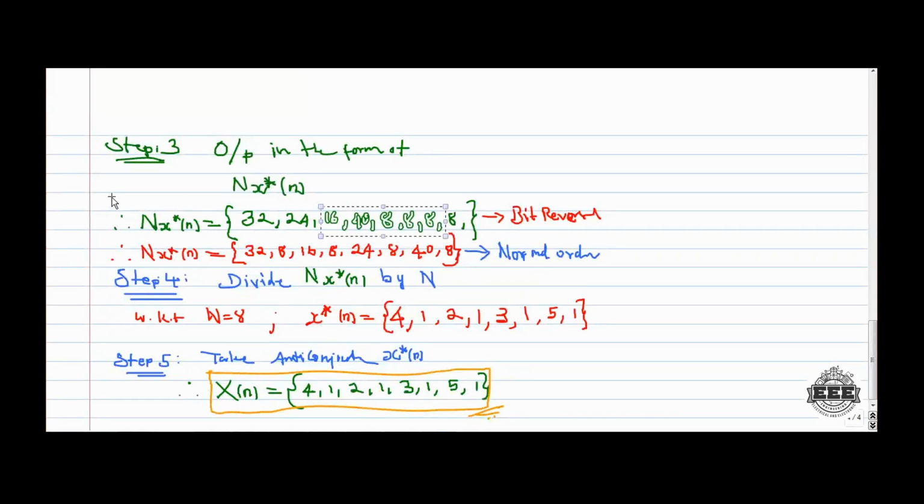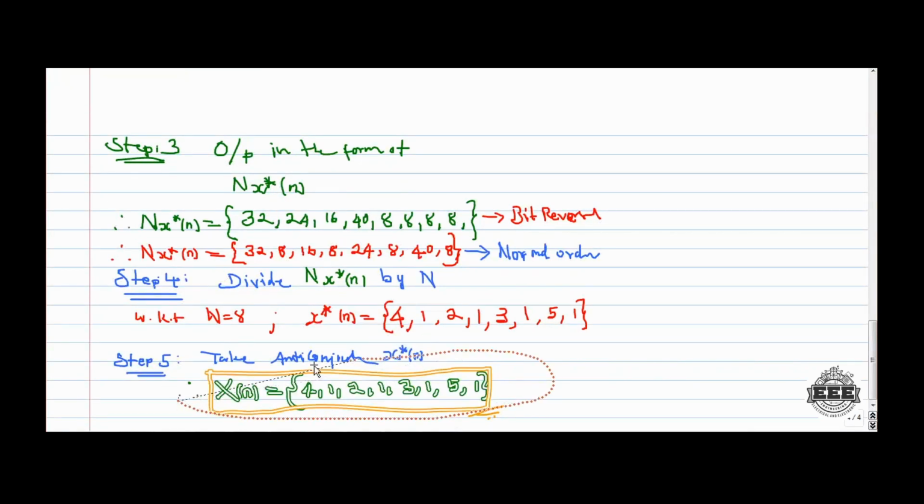The output in the form of n into x star of n is in bit reversal order. So this bit reversal order is changed into normal order. Then divide this output by n. Here n is equal to 8. So by dividing by 8, 32 divided by 8, 8 divided by 8, we get the final sequence here. Then the last step, step 5, we take the anti-conjugate of that x star of n. Then you get the final answer.